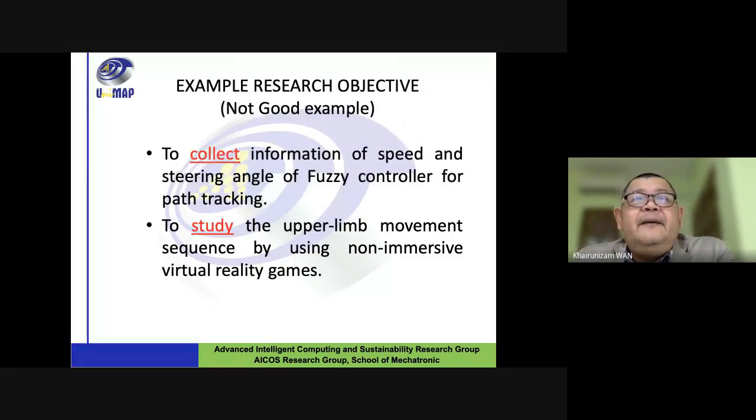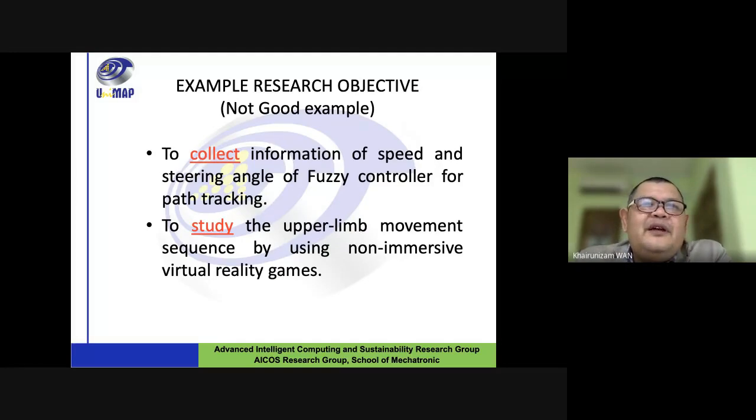And then this is not a good example of a research objective, to collect, for example, or to study. You can collect data, but how to measure it? It's not technical. You cannot measure the term collect.